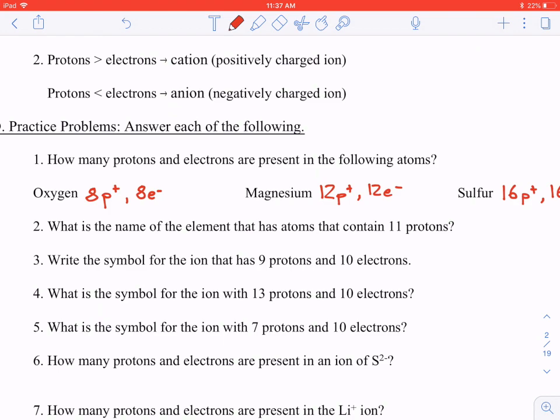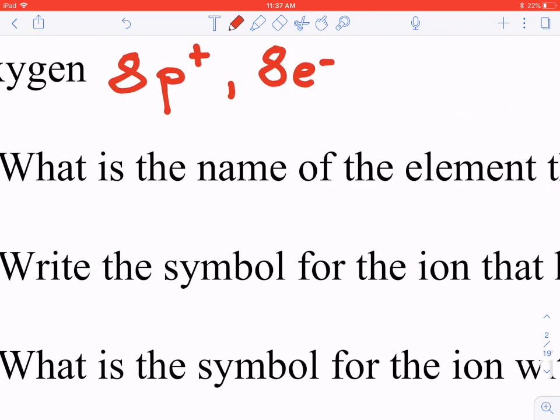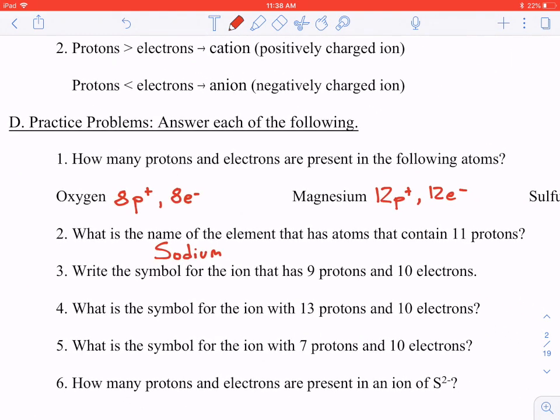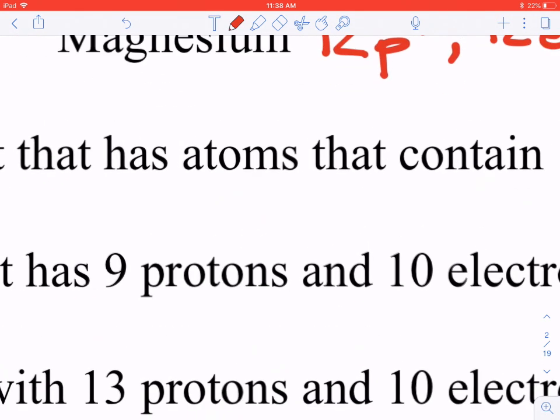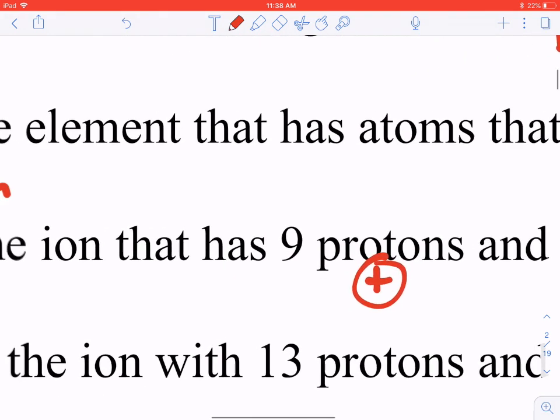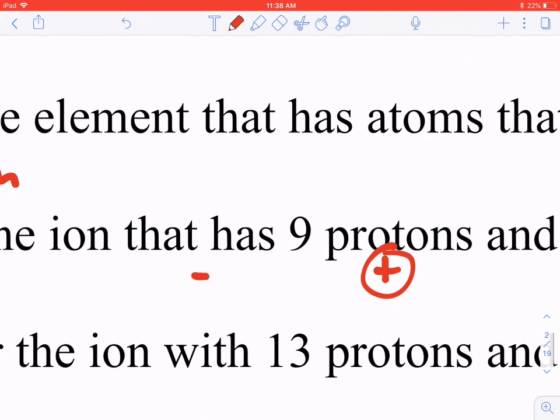So what's the name of the element that has 11 protons? Find your atomic number. When you find the 11, it is above the symbol Na, and it also says that is sodium. Let's write the symbol for the ion that has 9 protons and 10 electrons. So think to yourself, if you have 9 things that are positive, and 10 things that are negative, we know we're going to have a -1 charge, right? So that's going to be our charge in the upper right-hand corner. And if we have 9 protons, find 9 on the periodic table. That is fluorine, letter F. So our ion is F with a -1 charge.